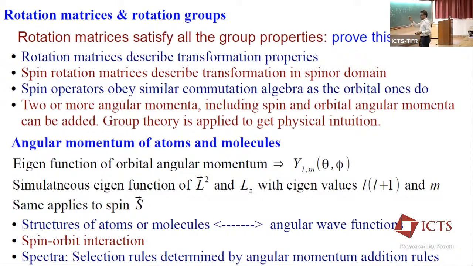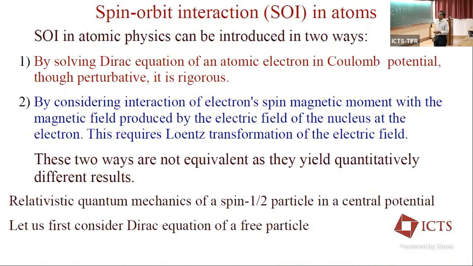As you know, the structure of atoms and molecules can be described in terms of angular wave functions and spin orbit interactions. So next we'll come to spin orbit interactions. And this angular momentum algebra gives selection rules. So it is very important to understand angular momentum algebra from first principles to understand the selection rules that operate in atomic and molecular physics.